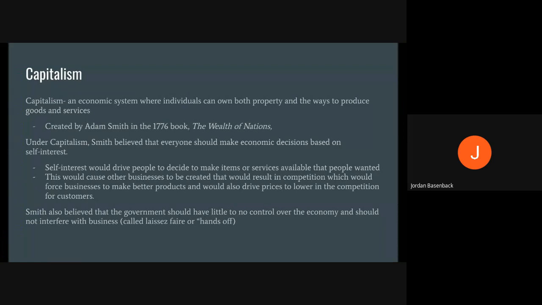Now, Smith also believed that the government should have little to no control over the economy, and this was called laissez-faire, or hands-off economics. The government under his system should not interfere with business, and this was very different than the age of absolutism that we were coming out of at the time, where the king could make these economic decisions based on what they desired to happen.